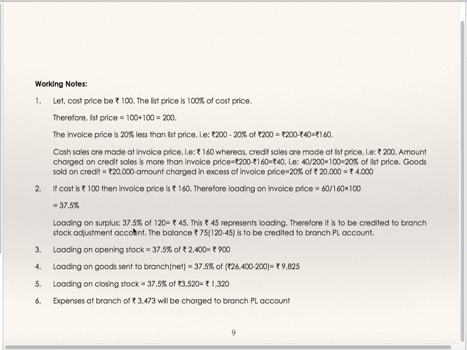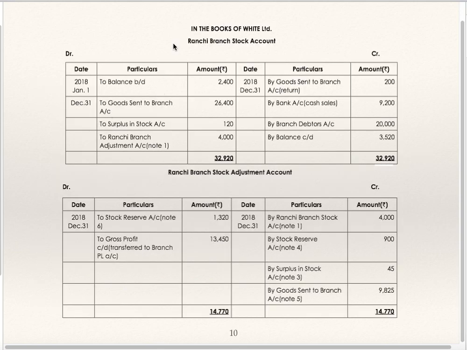Loading on surplus, 37.5% of 120 is 45. This 45 represents loading, therefore it is to be credited to branch stock adjustment account. The balance 75, 120 minus 45 is to be credited to branch profit and loss account. Now we'll go to solution and I will explain you. In the books of White Limited, Ranchi branch stock account and Ranchi branch stock adjustment account.